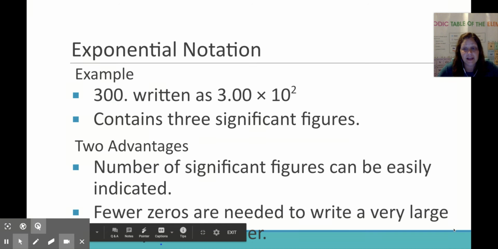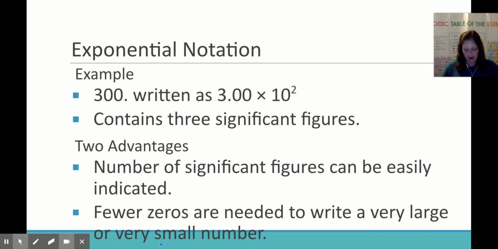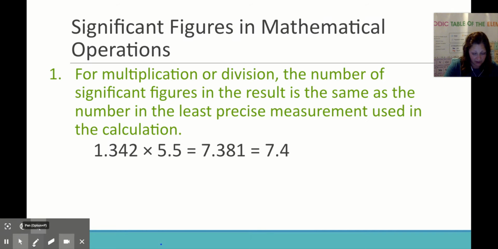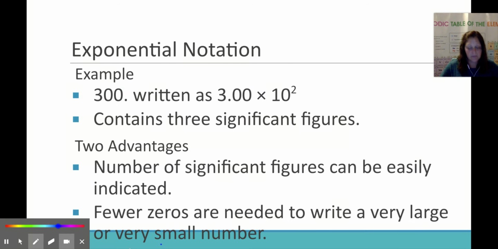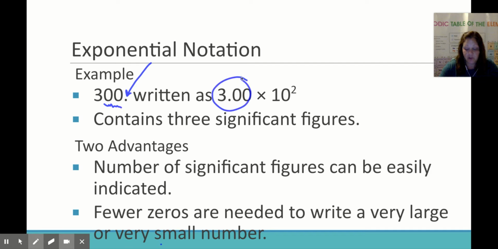When we write something in exponential notation, we only use the significant figures. So if something like 300 with a decimal, oops, I did the wrong thing there again. I'm not getting used to this. Sorry about that. So if we have this decimal point here, that makes these zeros significant. So that means that they would show up in the exponential notation.